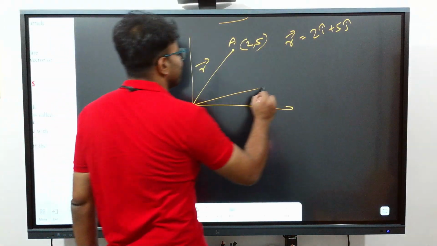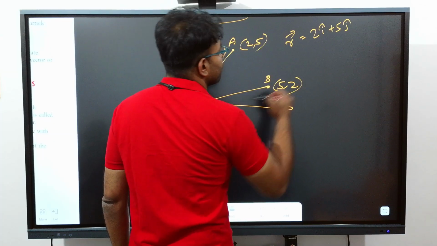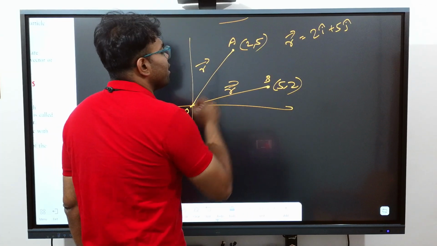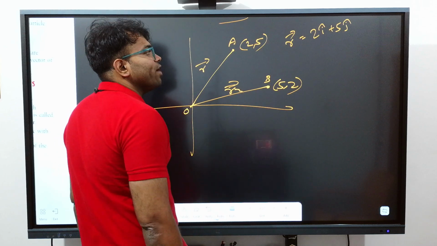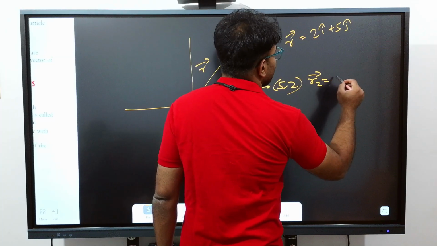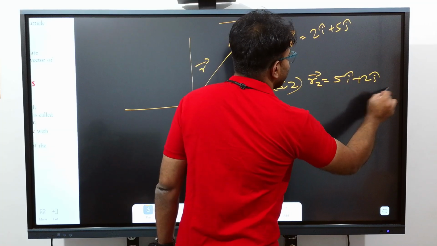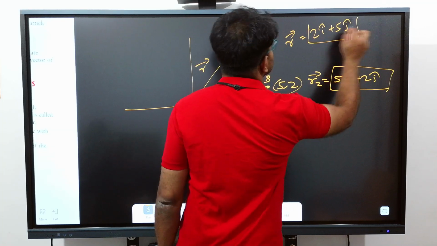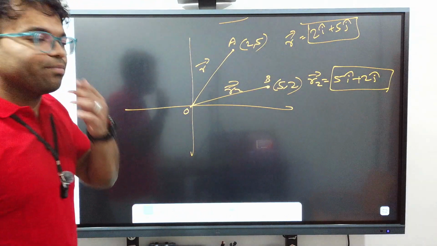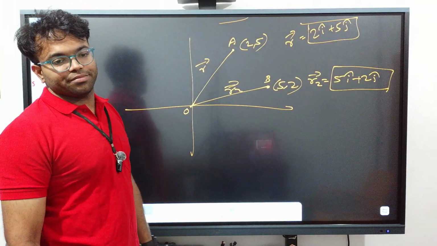Similarly, you can have this point maybe B. This can be 5, 2. So this can be represented as R2. This R2 vector is representing the position of B, which is 5i cap plus 2j cap. This is called the position vector. How far is it from the origin? Understood? So these two vectors represent the position. Clear?